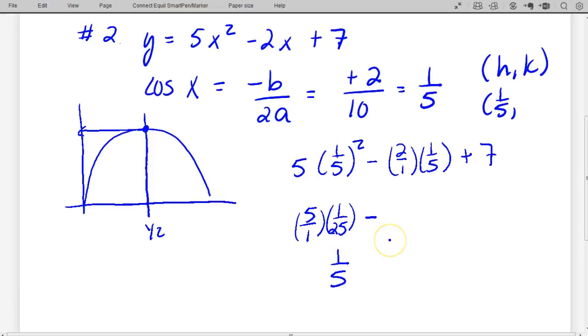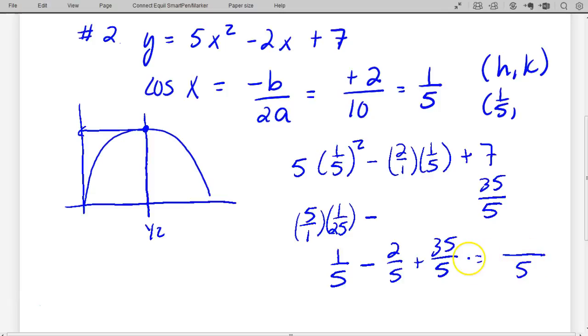1/5 minus 2 over 1 times 1 over 5 is 2/5. Okay, plus 7, but let's go ahead and give 7 a denominator of 5 too, since everybody else has a denominator of 5. So it's going to be 35 over 5. So 1 minus 2, they all have the same denominator, so it's going to be over 5. 1 minus 2 is negative 1, plus 35 is 34.